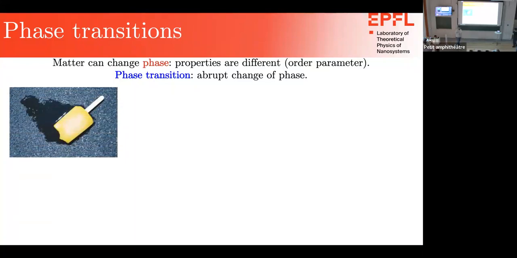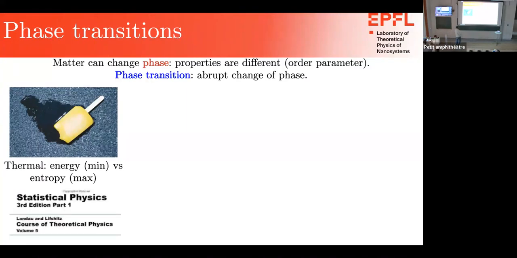Today would be fantastic to have a popsicle, and you know it melts. It's nothing but a phase transition, a thermal-driven phase transition. And you have there a competition between the minimization of energy and the maximization of entropy. The competition between these two drives a phase transition, very well explained in books of statistical physics.